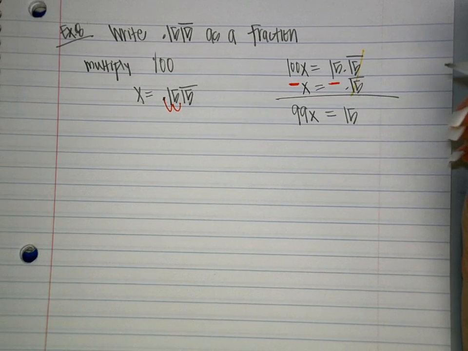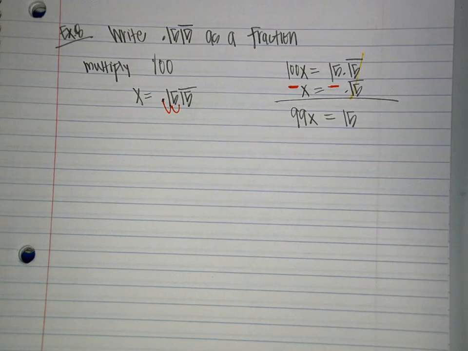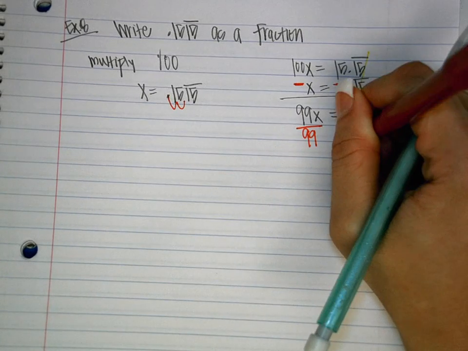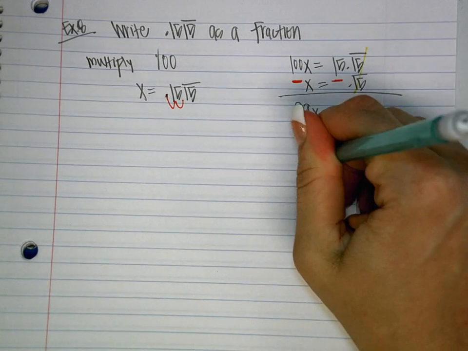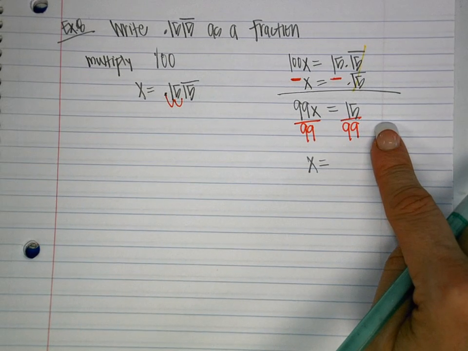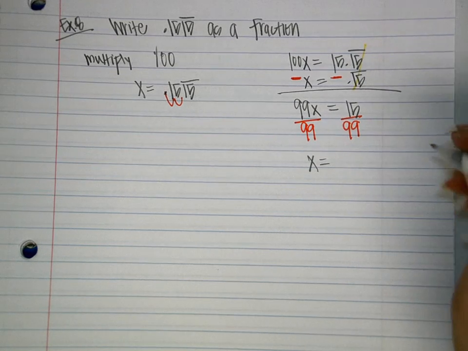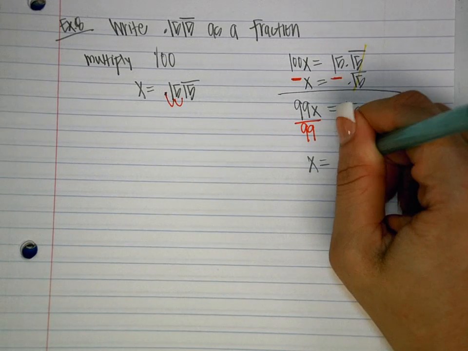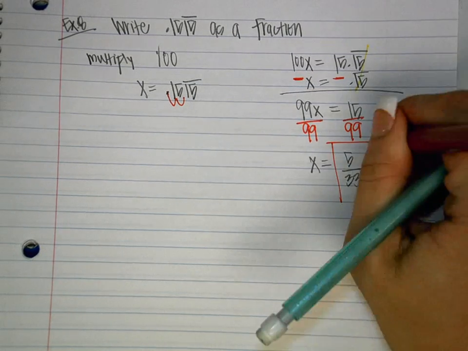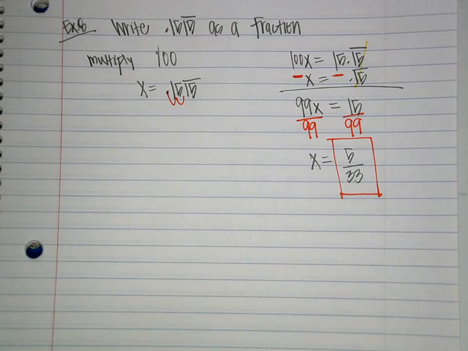How do we get x by itself? Divide away the 99. And then reduce. So x equals, how can you reduce 15 over 99? Divide by 3, 5 over 33. That's your answer. Okay? So you will have to do this on your test.